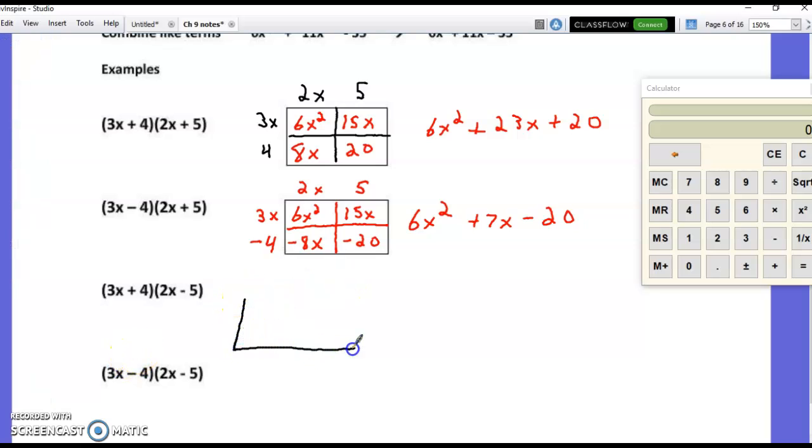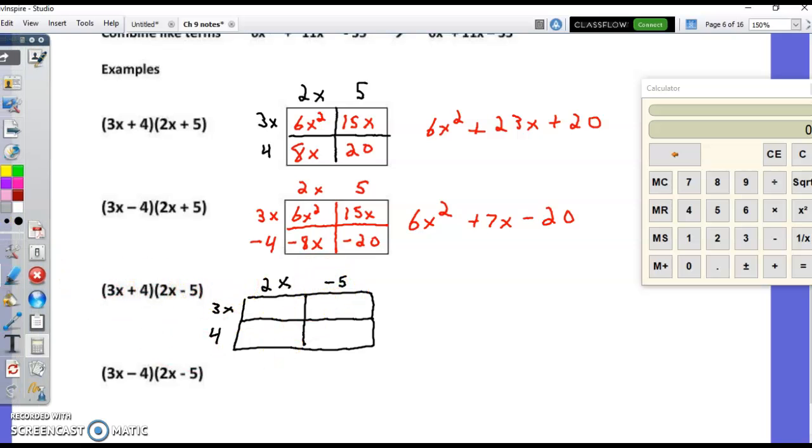So I'm going to set up my box. Give yourself some room. Some people write bigger than others. I write kind of big, and especially on this, it's hard to write small. So I have a 3x here, a 4 here, 2x, and a -5. That negative has to go with it. All right, so I'm going to fill this grid out.